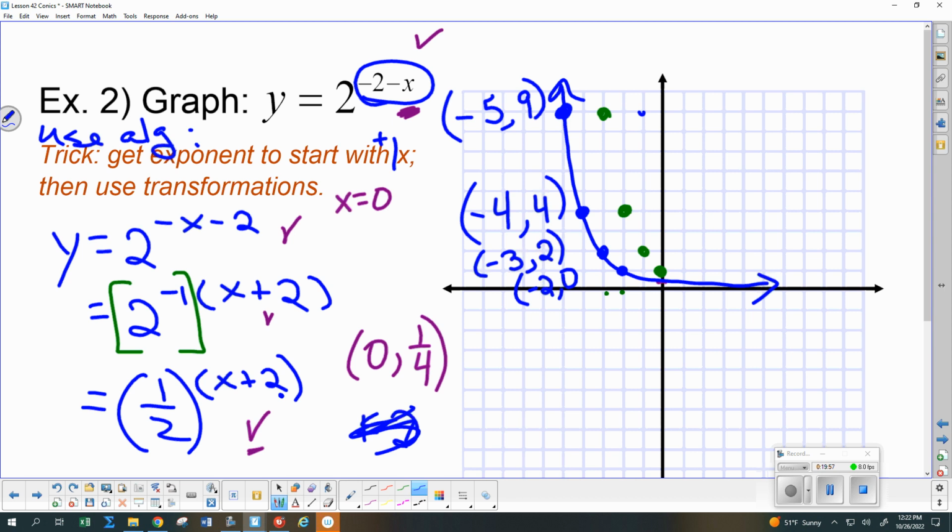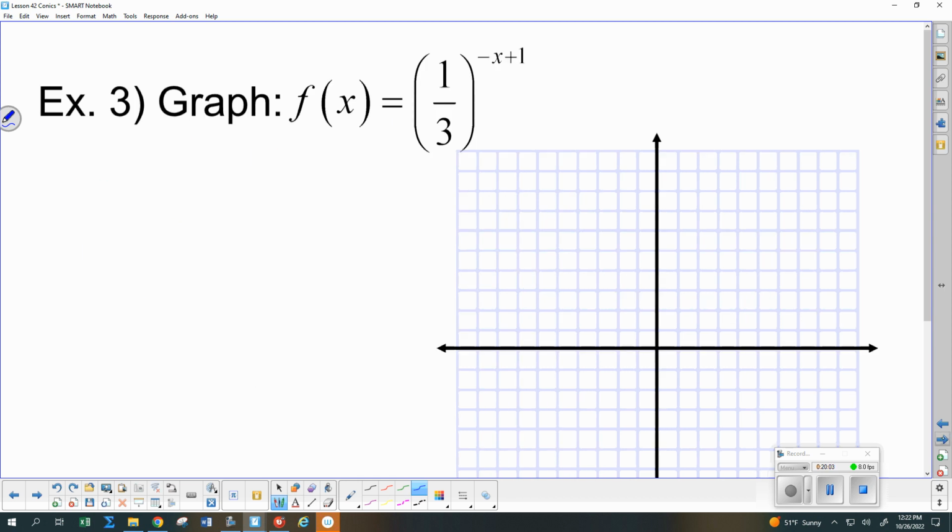I'm going to do a couple more of these because I know this is kind of a new concept. This one is very similar. See how much of this you can do on your own. We want to start with plus 1x, and this one starts with minus 1x.